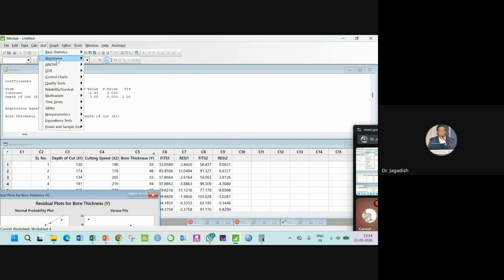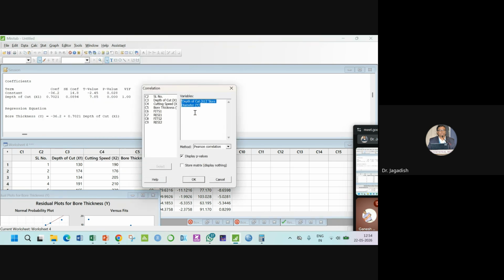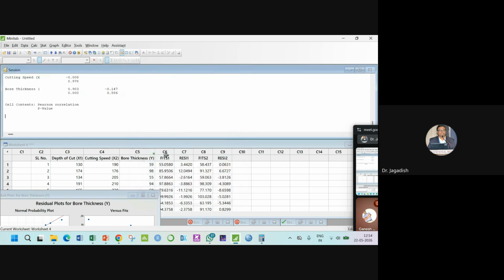For the correlation, we have to go to basic statistics and correlation, and this time I will find the correlation between depth of cut and bore thickness. And all together also we can do, that is also possible. At a time we can do depth of cut, cutting speed, and bore thickness. You can see this graph, cutting speed versus depth of cut. We should not compare x versus x, we should compare x versus y.